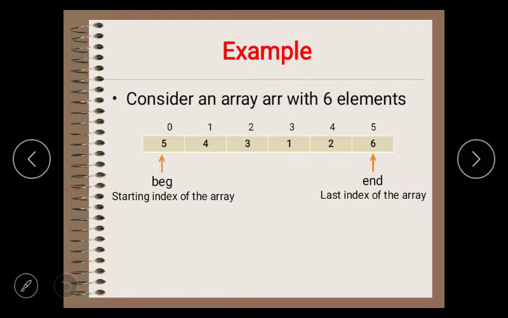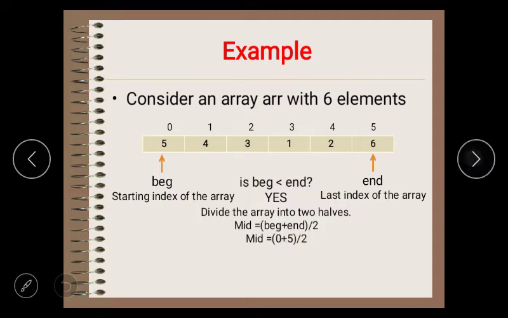Now we need to check the condition whether beginning is less than end or not. If beginning is less than end, we need to find the mid, dividing the array into two halves. Is beginning less than end here? Yes, so divide the array into two halves. To do this, we need to find the mid. As we all know, the formula is beginning plus end by 2. So now 0 plus 5 by 2 is equal to 2. Here we are only taking the integer part.